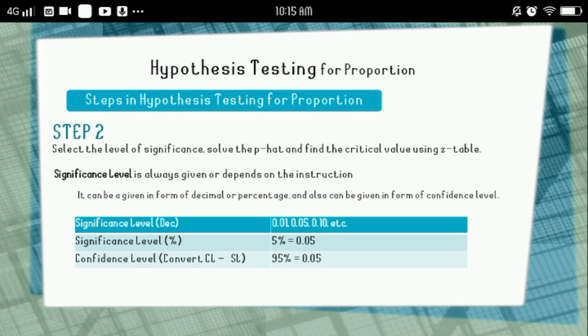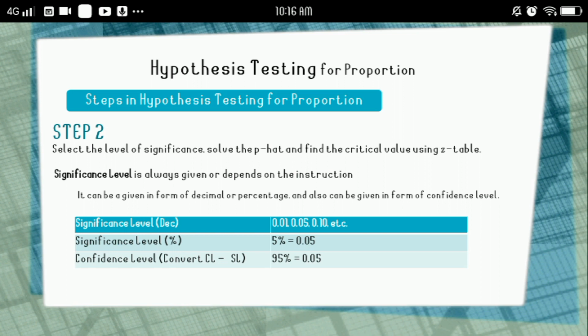So the second step: select the level of significance, solve the p-hat, and find the critical value using the table. So, yung significance level natin is nakadepende na dun sa instruction sa problem or always given na siya. So, it can be given in a form of decimal, percentage, and also can be given in a form of confidence level. So, pwede siyang ibigay sa given ng tatlong klase.